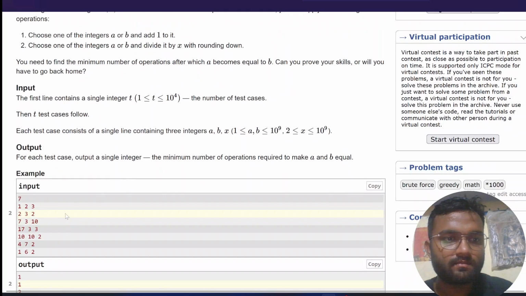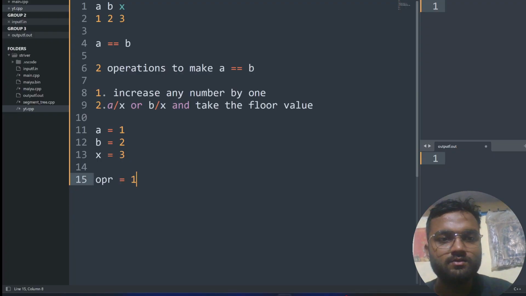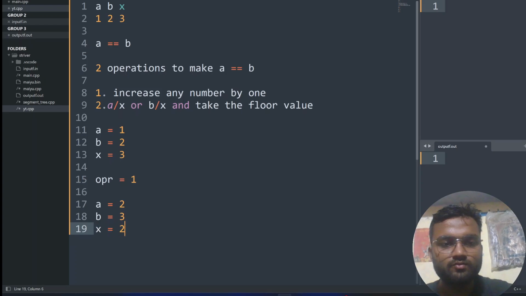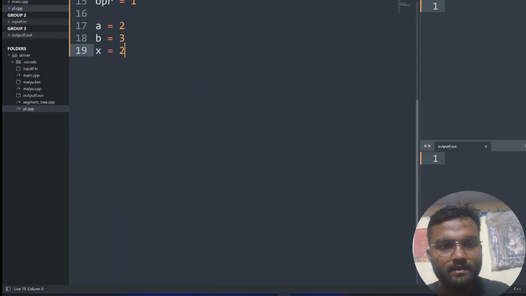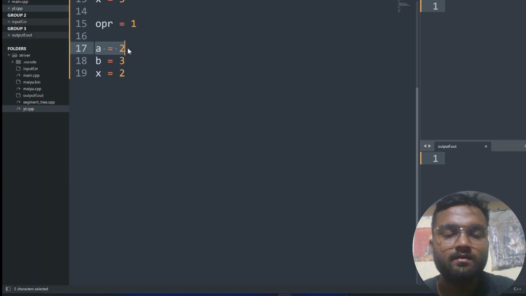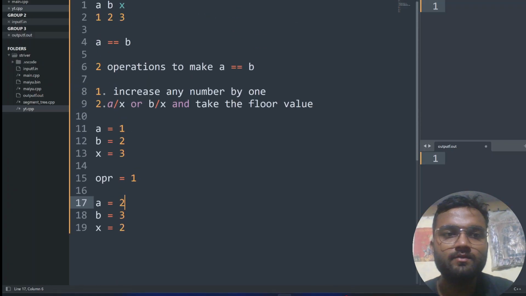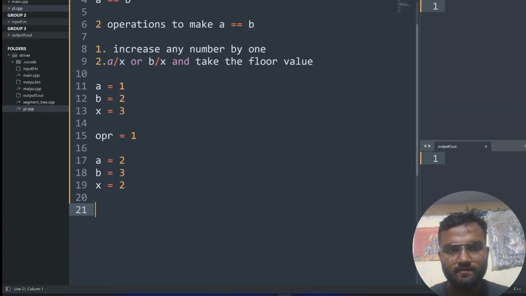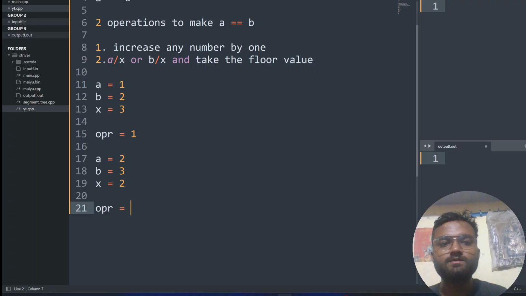Let me explain with another example. a is 2, b is 3 and x is 2. Here we can simply use the first operation, increase a by 1, and make a equal to 3. So a and b become equal. Here the number of operations is also 1.